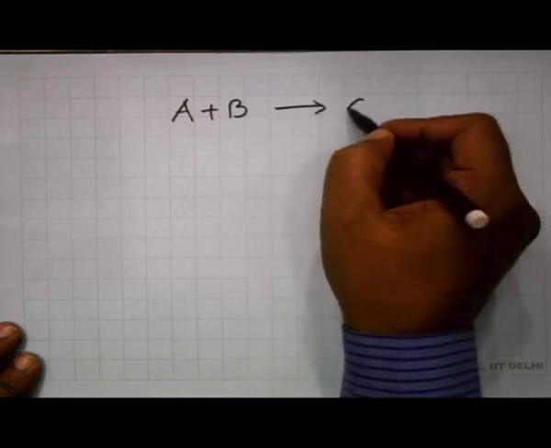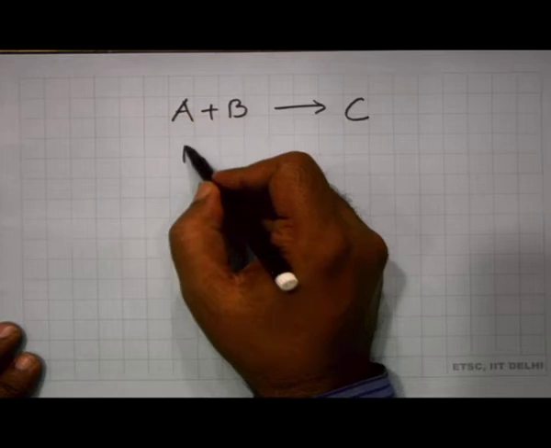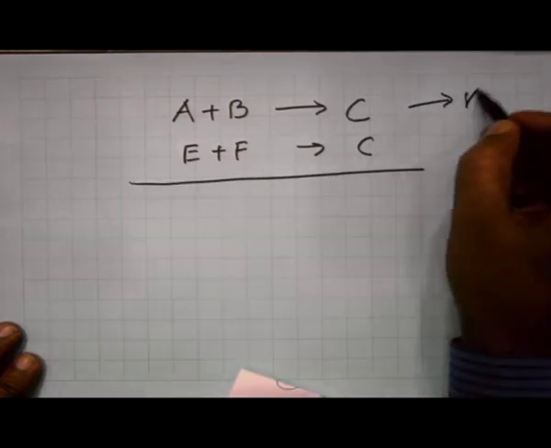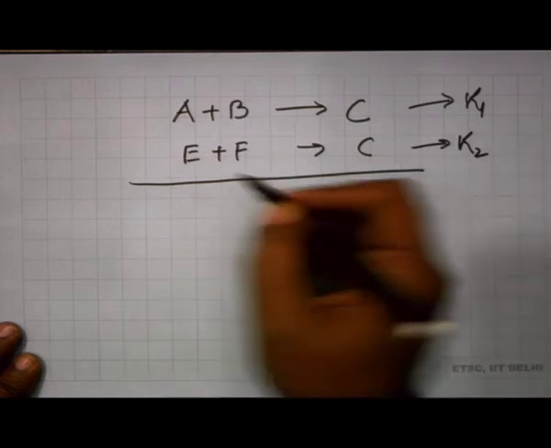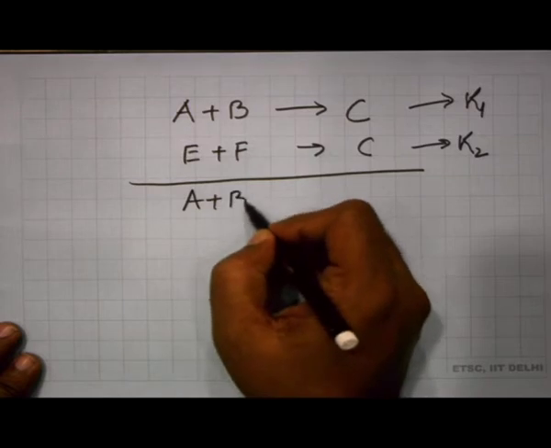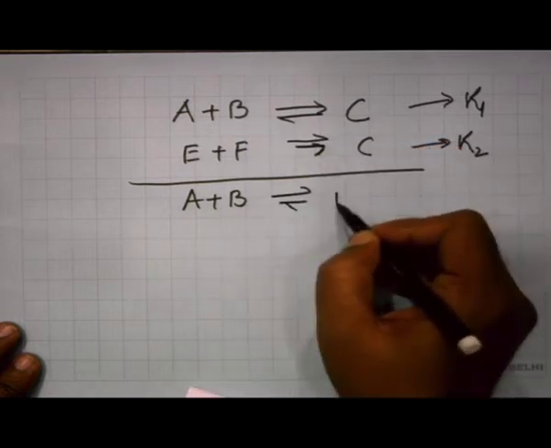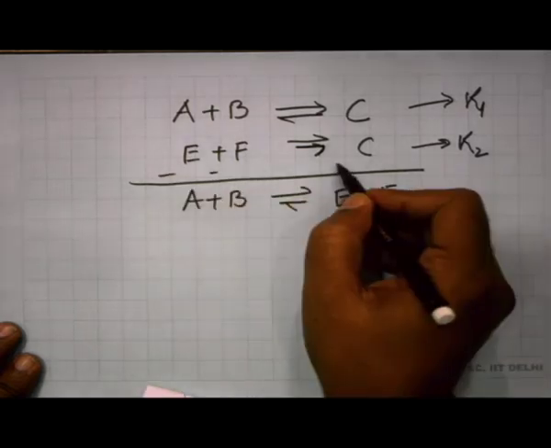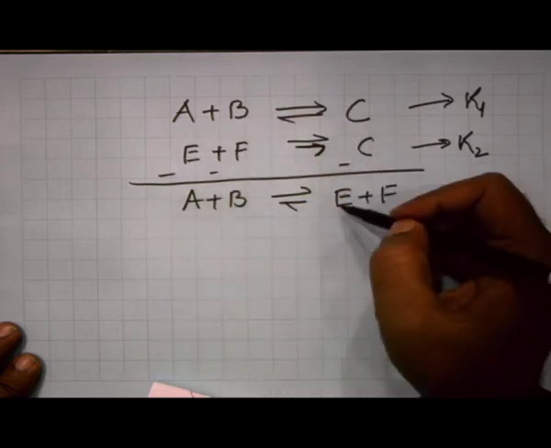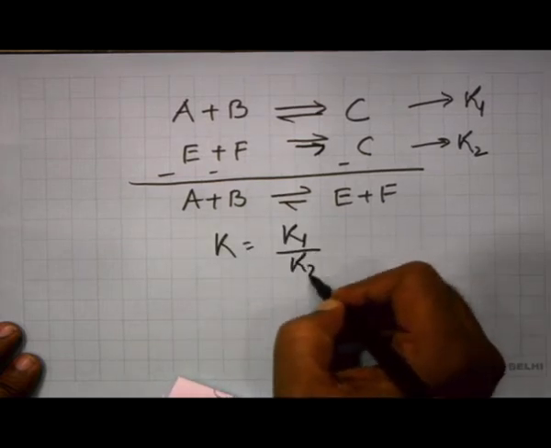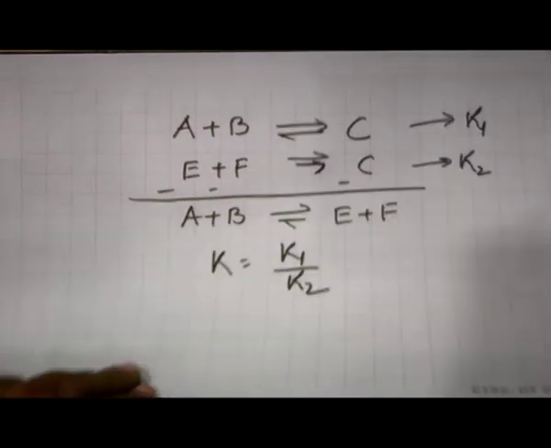And suppose I get a reaction like this, A plus B giving you C, and we also know that E plus F gives you C. Then I can again calculate the equilibrium. Suppose these are equilibrium constants K 1 and K 2, then I can know the equilibrium constant for the reaction A plus B to E plus F, and I can do this by just subtracting. So if I get a reaction from the subtraction, then I can simply write K is equal to K 1 by K 2. So, this is regarding your equilibrium constant.